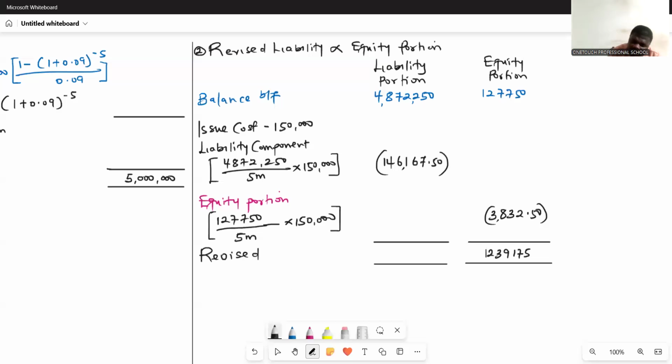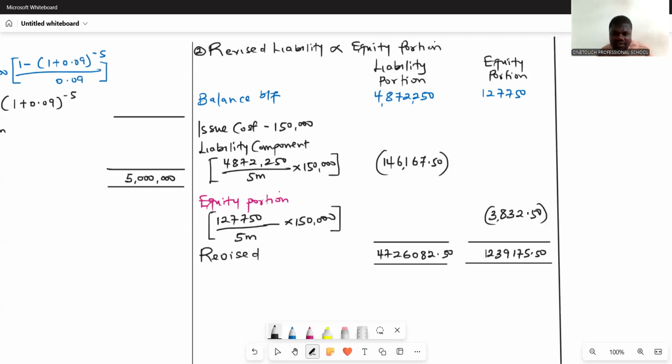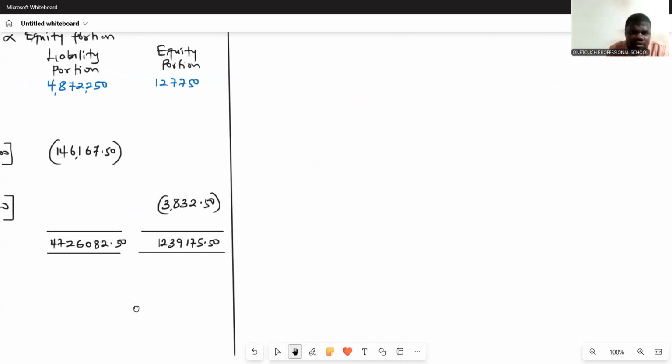Then the liability portion is 4726082.5. Is it 82 or 22? 82.5. So we can now carry our liability portion at amortized cost. Because of the process you are supposed to go through, they didn't ask you to do the 5 years. They said you should do only 2018. Did you get it?